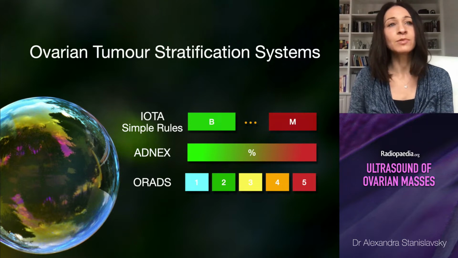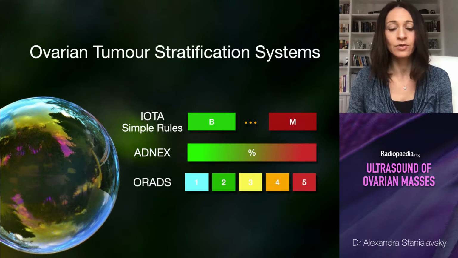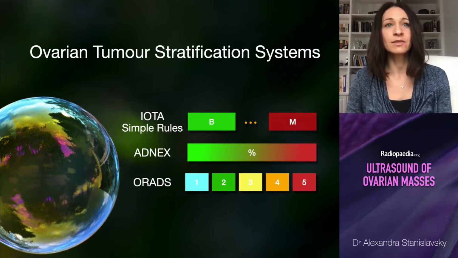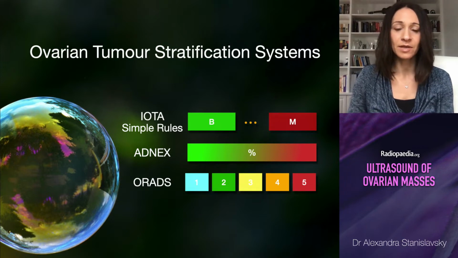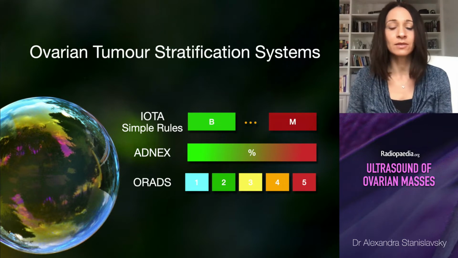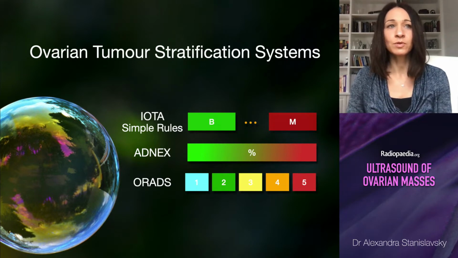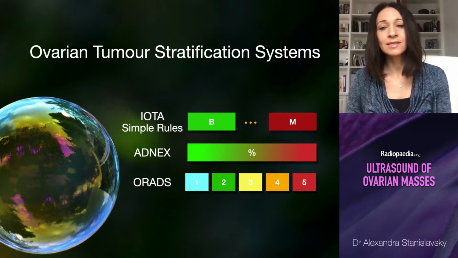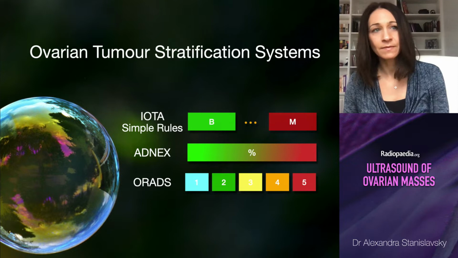So IOTA Simple Rules was the first stratification system, developed by the European-based IOTA group, and is almost a binary system where tumours are designated as either benign or malignant, and if they don't fall into either category, then they're deemed inconclusive. The ADNEX model is a mathematical model that was developed by the same group as the IOTA Simple Rules and based on the same data sets. But as you can see, it is a scale which gives a percentage risk.